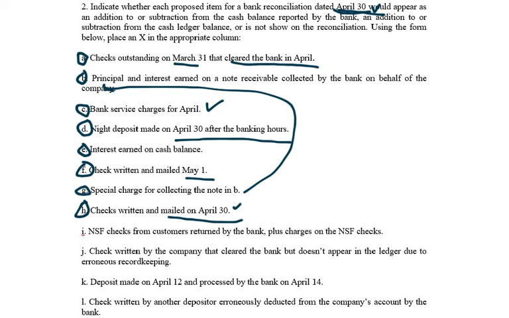Obviously, no way they could have processed them because you didn't mail them until the 30th of the month, last day. All right, now NSF checks from customers returned by the bank plus charges for those checks. Just a recap of NSF, meaning non-sufficient funds. These are checks that, again, you took from customers, you deposited them in good faith. When they went to the account in question to draw the funds, there was not enough money there, and there was not enough overdraft protection as well. So that's the other thing to keep in mind.